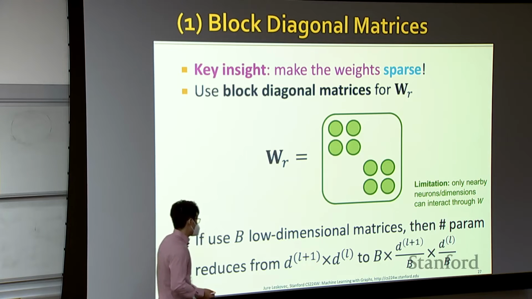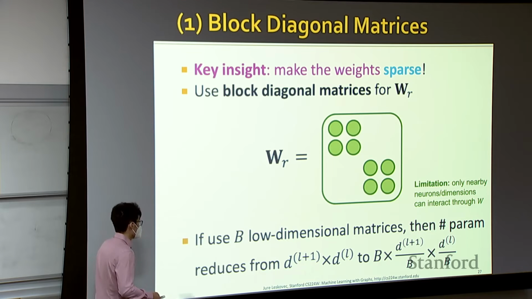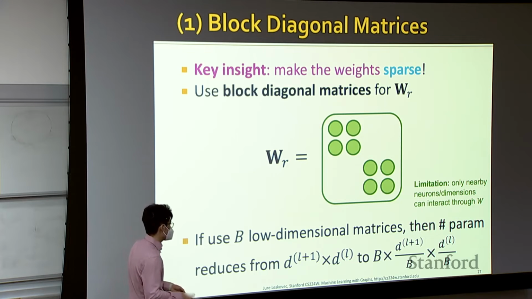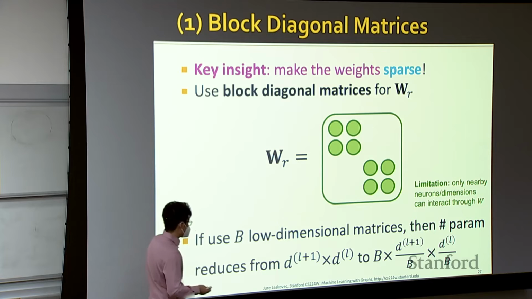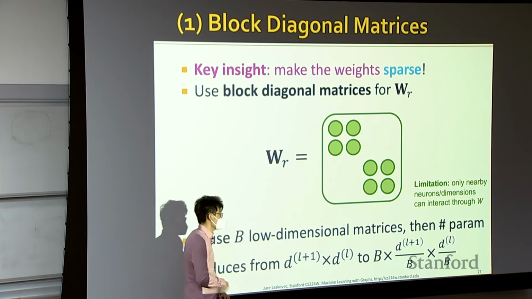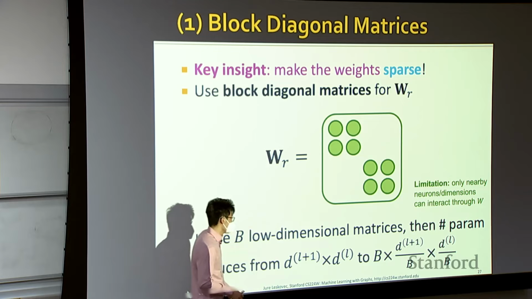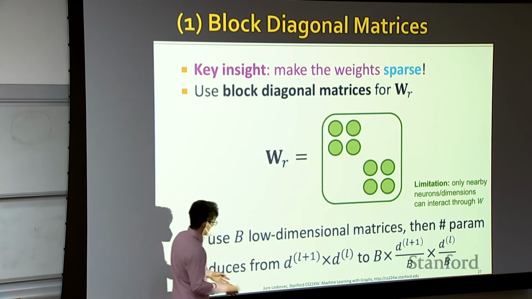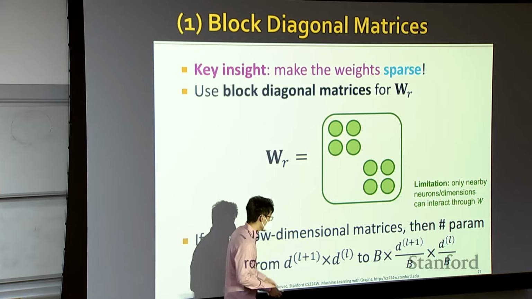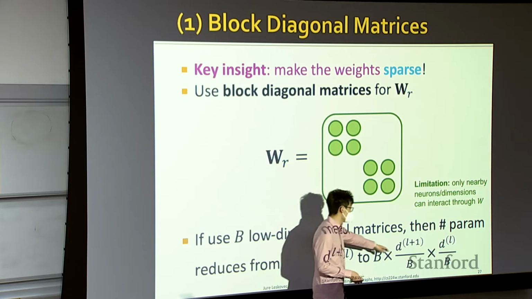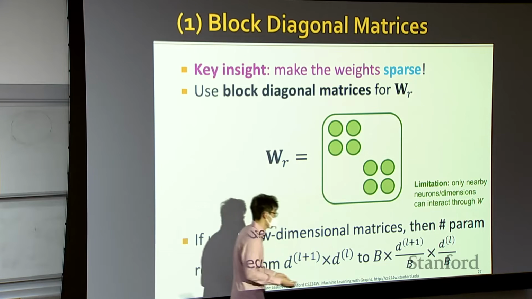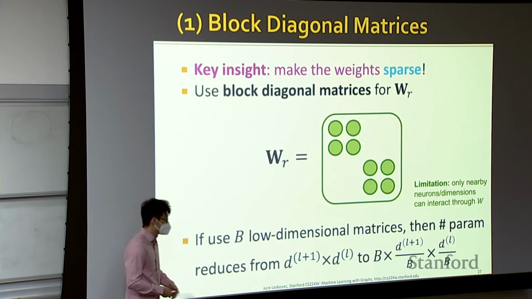So let's say we use B to represent this low-dimensional matrix. Then essentially, by using this block diagonal idea, we're reducing the number of parameters from roughly D squared to D squared over B. So we essentially reduce the number of parameters by a ratio of B.